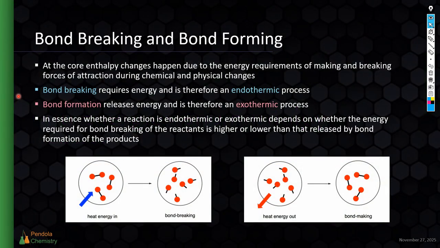Bond breaking and bond formation are essentially the two aspects that always are going to happen during chemical reactions. When we have a chemical reaction, the reactant bonds need to be broken, whereas the bonds for the products need to be formed. So in this process, we're always going to have at least one of the two during a chemical reaction, either bond formation or bond breaking.